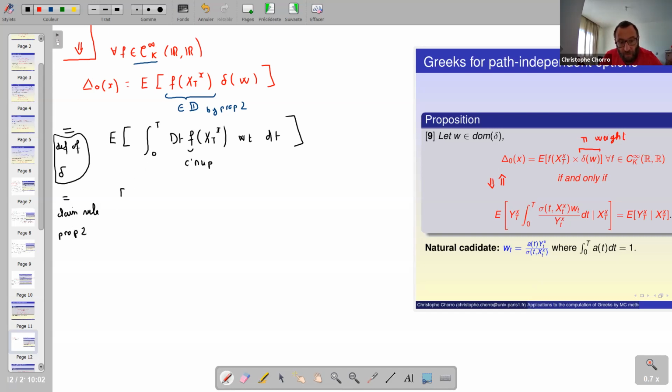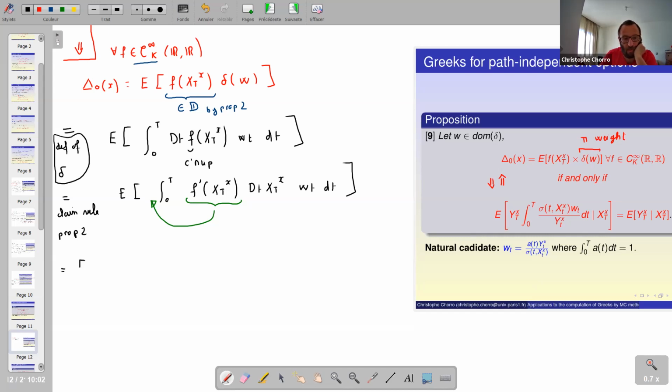And I can write that here I have the expectation of what? The integral between 0 and capital T. So I apply the chain rule to this term, f prime of X_T(x), D_t of X_T(x) W_t dt. And what is nice is that here I have something that is independent of small t, so I can remove it from the integral here. So I have something like this here.